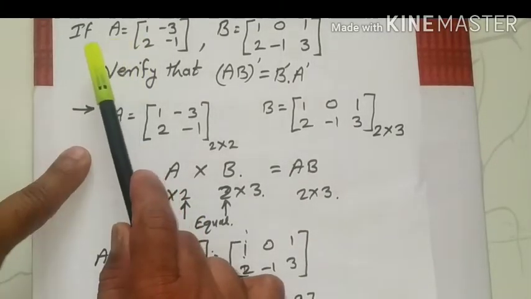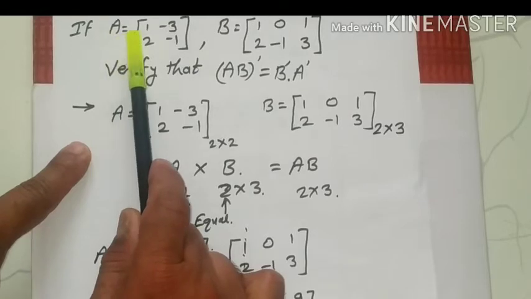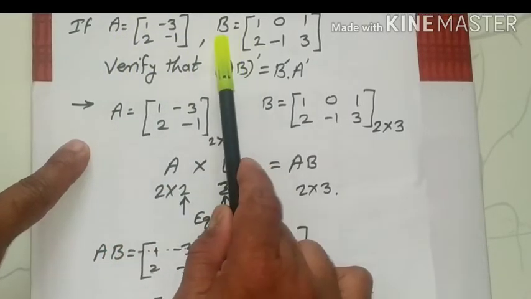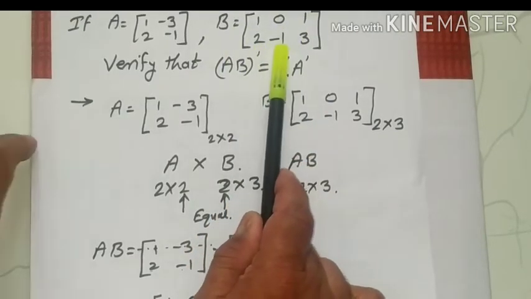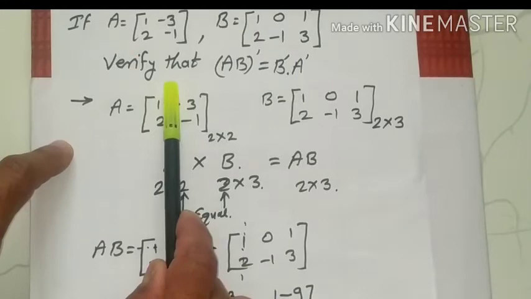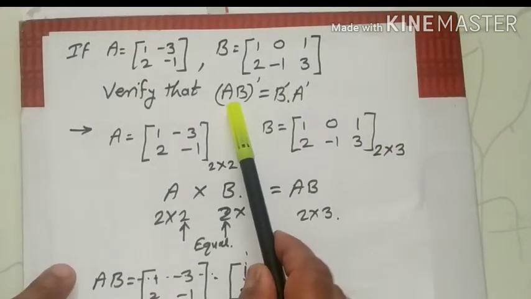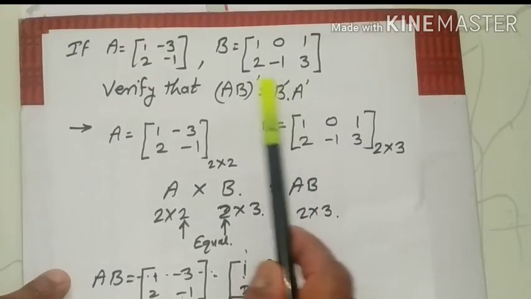Consider one example. If matrix A is equal to matrix [1, -3; 2, -1] and B is equal to matrix [1, 0, 1; 2, -1, 3], verify that (AB) transpose equals B transpose into A transpose.